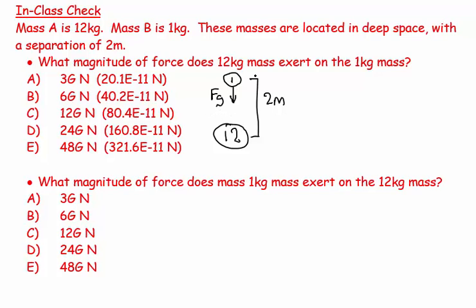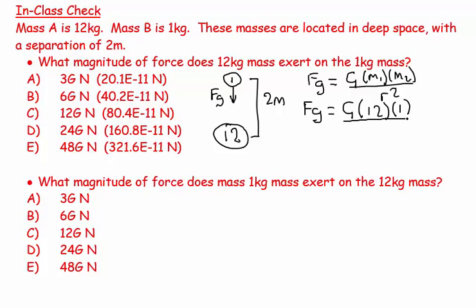It's a gravitational attraction, so the equation that we're going to use is Fg is equal to the universal gravitational constant times mass 1 times mass 2 over the separation squared. So we can write that, and then we're simply going to put in numbers. Fg is equal to, let's leave big G by itself, 12 times 1 over 2 squared, which equals 12 over 4, that equals 3G newtons.